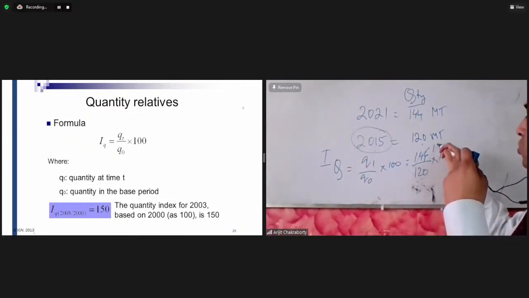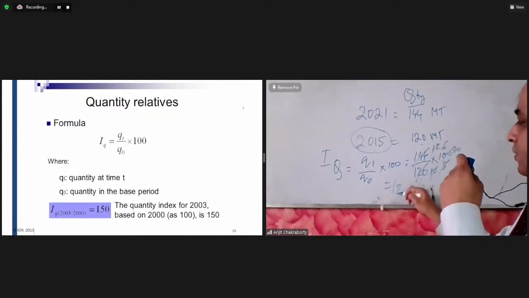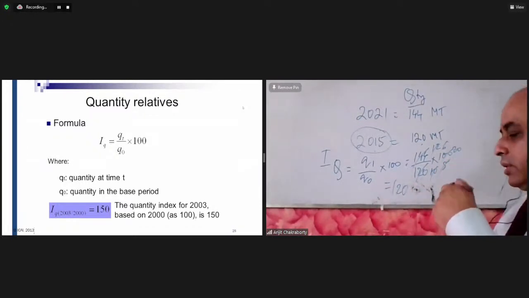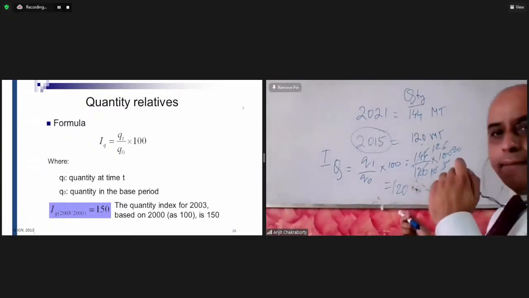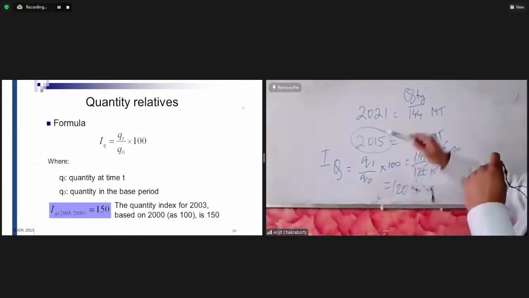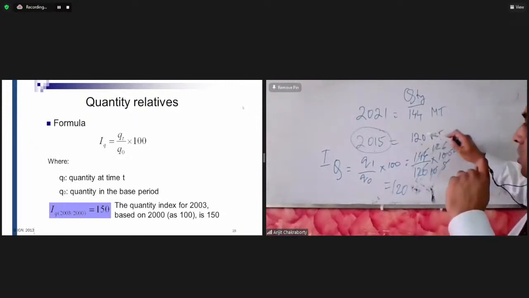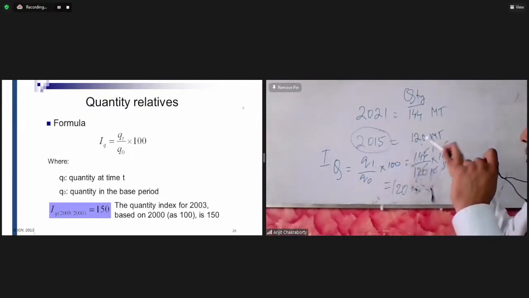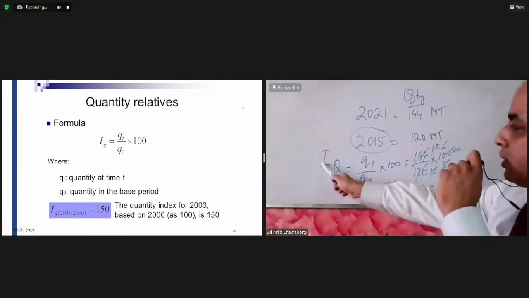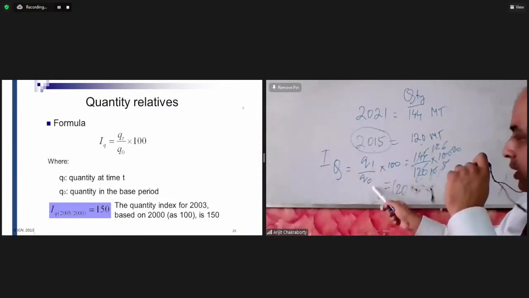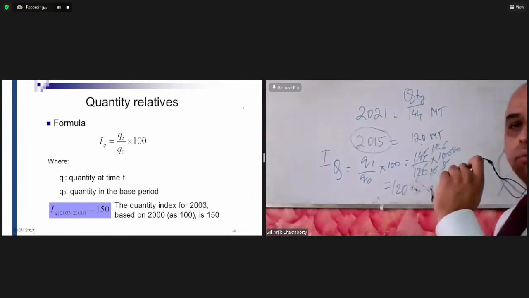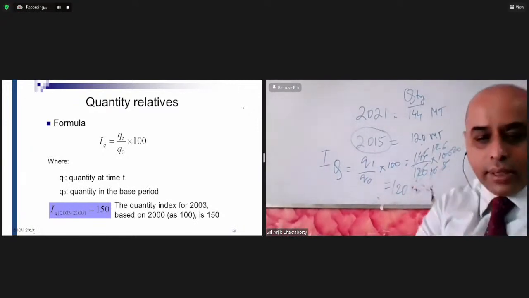So this becomes 12 by 10, and this becomes 6 by 5. So 5 sixes are 30, so it becomes 120. So we are getting a quantity index number of 120, right? Using this calculation, where the quantity used in 2021 is 144 metric tons, and the quantity used in the base year 2015 is 120 metric tons, and the index quantity is Q1 by Q0 into 100, therefore we arrive at 120. Right.